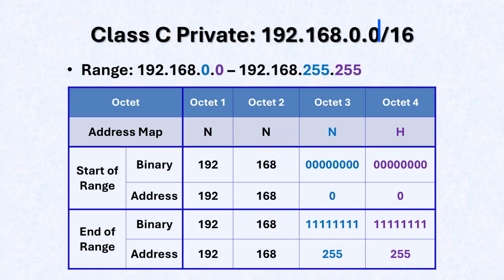The Class C private IP address range specifies a /16. This means the first 16 bits cannot be changed. To get the beginning of the range, set the remaining 16 bits to 0. This gives 192.168.0.0. To get the end of the range, set the remaining 16 bits to 1. This gives 192.168.255.255.